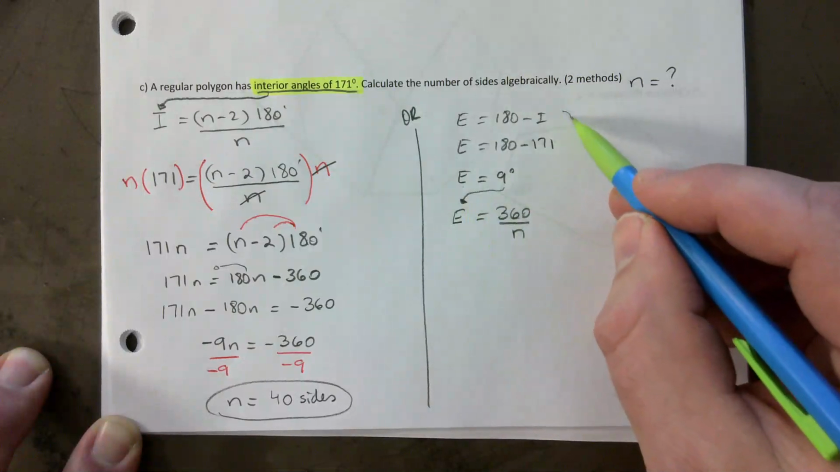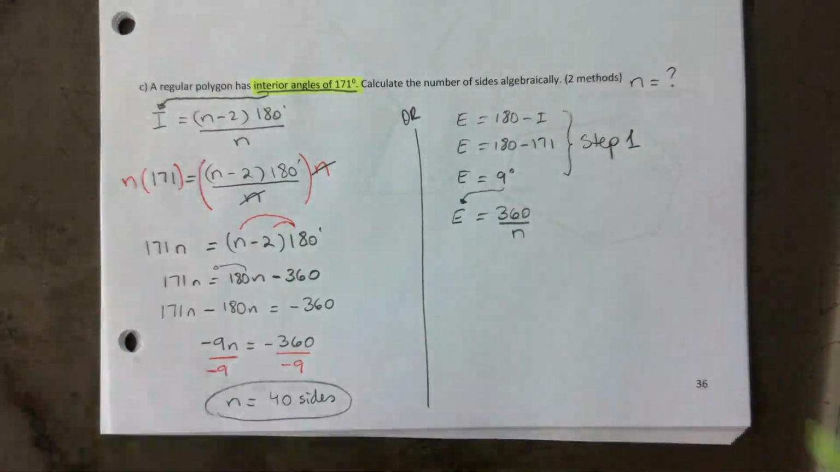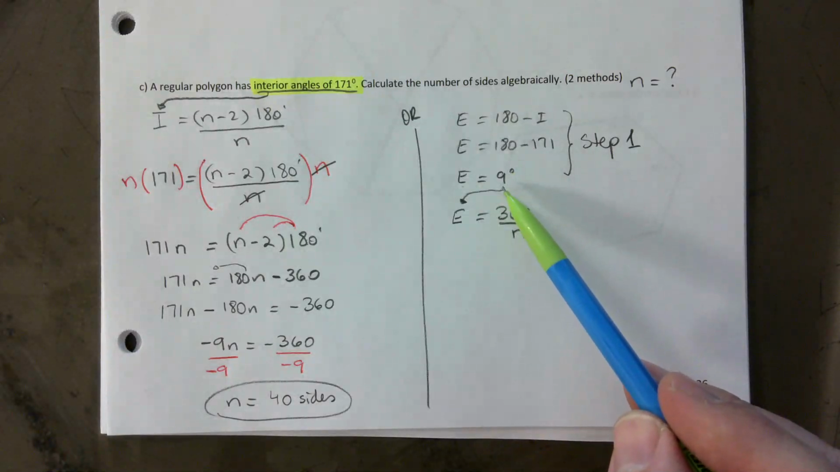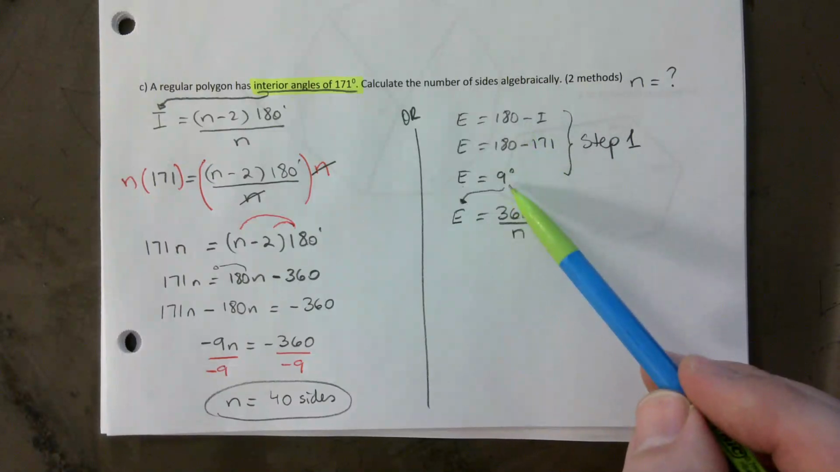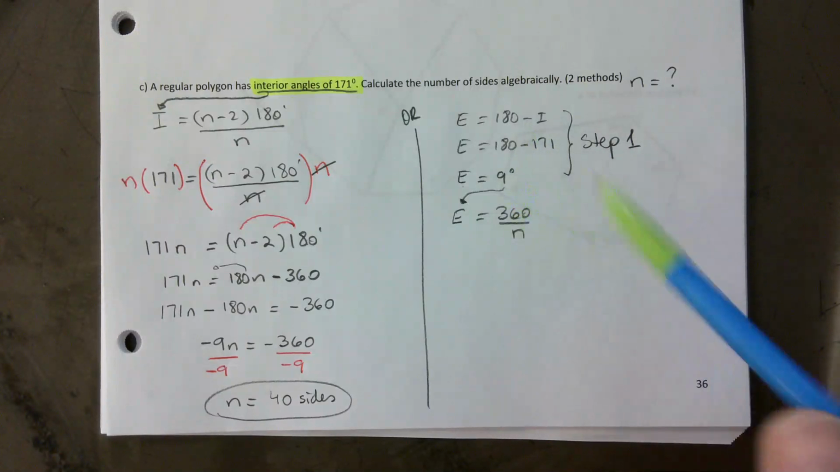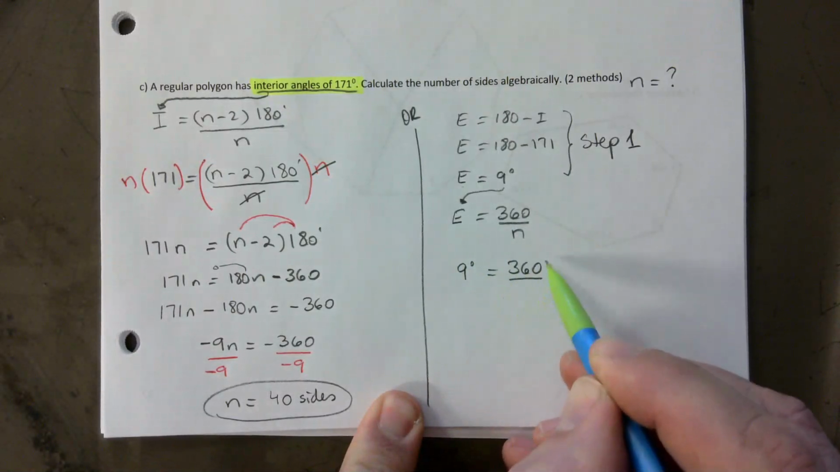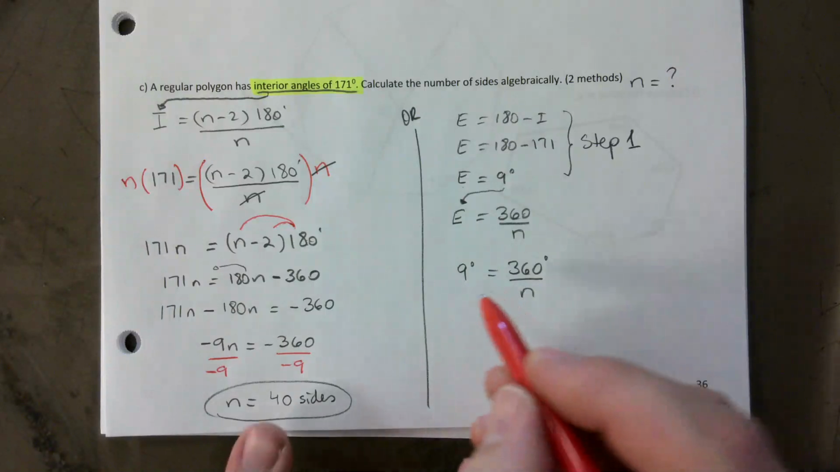So can I just say this for you? This will be step number 1. If I have my interior angle, I'll get the exterior real quick, just like that. Honestly, this is overkill. You could probably just do the 2 lines. Then you go 9 degrees is equal to 360 degrees over n. What does this remind you of? Cross multiply and divide, right?